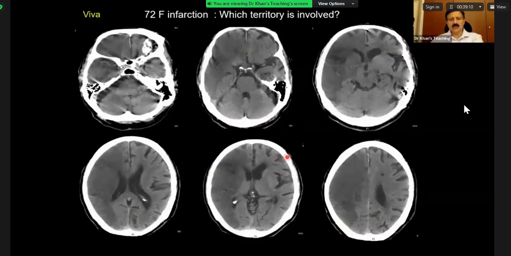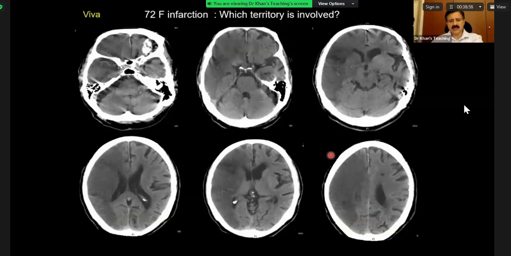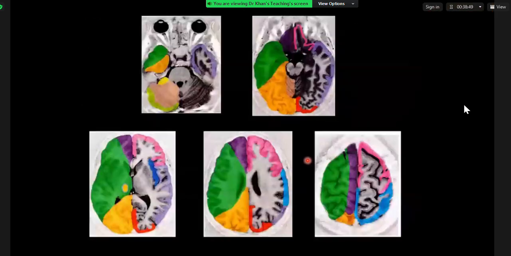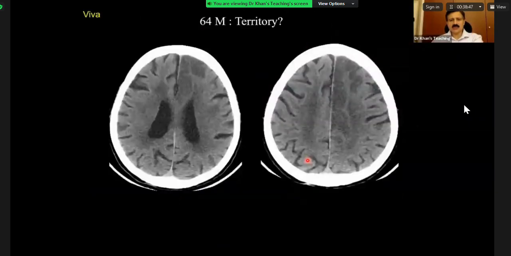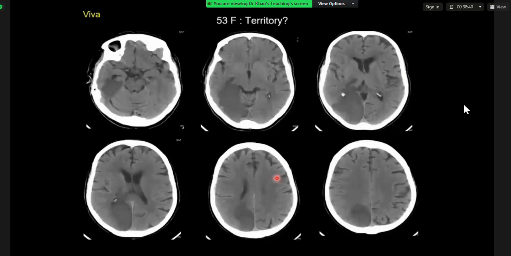Now with that background, can you tell me which territory is involved? Right MCA. And is it going to the falx? So part of ACA could also be involved, so MCA as well as ACA. Which territory? Left ACA. Which territory? Right PCA.